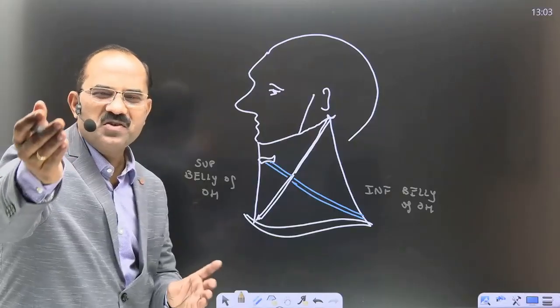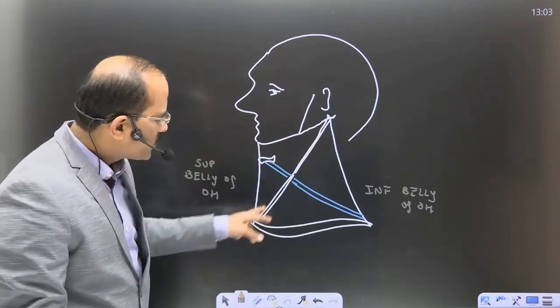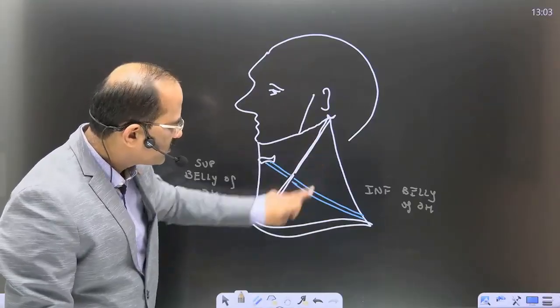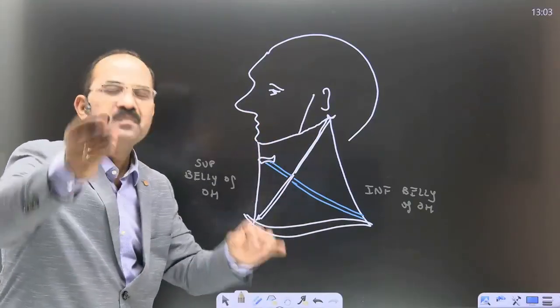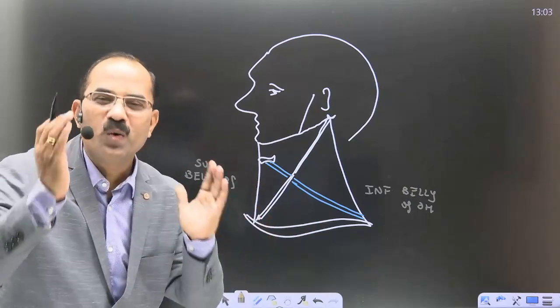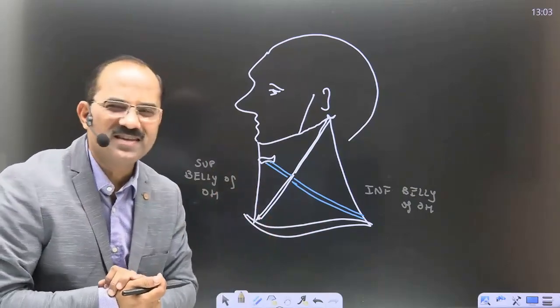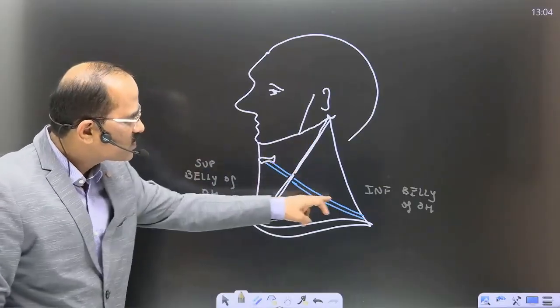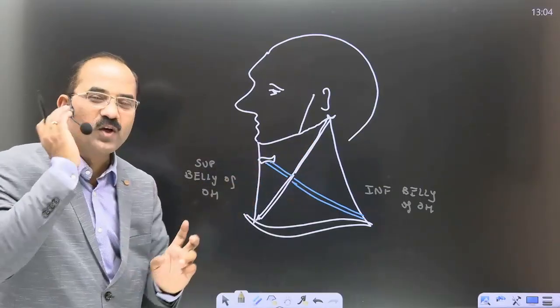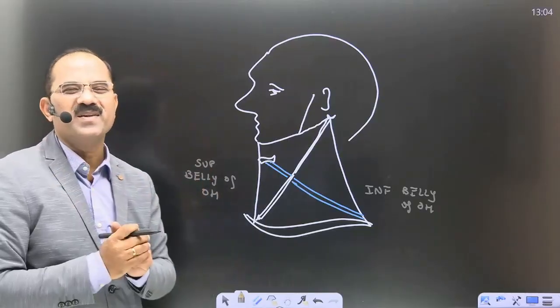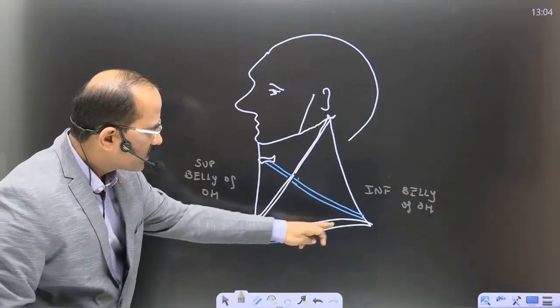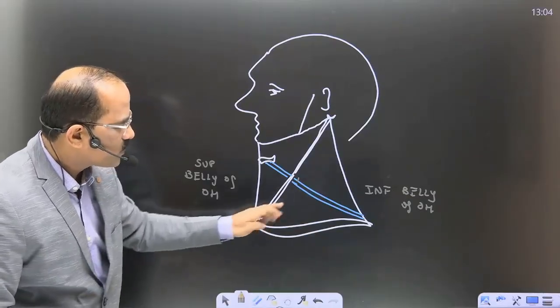Students, just appreciate this. The posterior triangle is now divided into two further triangles by the inferior belly of omohyoid. Correct? Can you appreciate this? Yes, very good. So what is this triangle above? This is what we call the occipital triangle. And this triangle is above the clavicle.